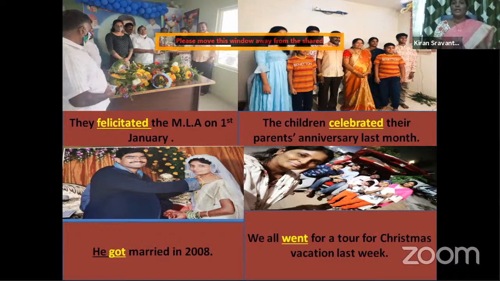Then we all went for a tour for Christmas vacation last week. Then again, look at the expression, the adverb last week. When you refer to last week, we all went: go, went, gone. So the V2 form of the verb is went. So we all went for a tour for Christmas vacation last week. That also refers to past simple tense.